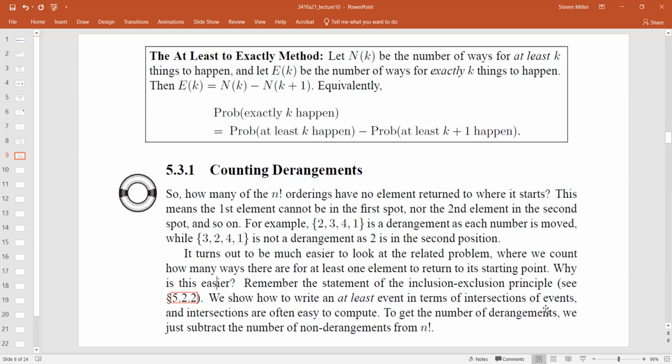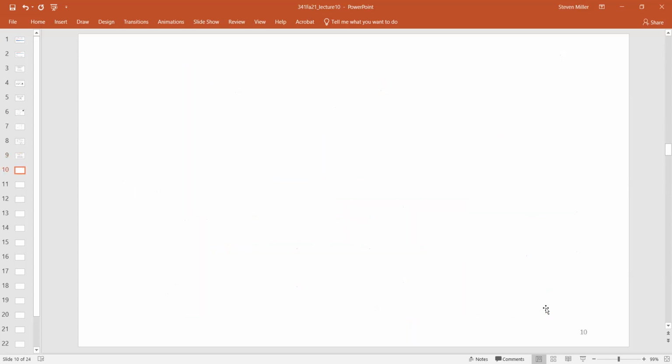All right, then the big part of the lecture was counting derangements. So when you have n objects and you reorder them, what is the probability that nothing returns to where it started? And so we go through that and use a lot of inclusion exclusion on that. I thought I would talk a little bit in detail about that because that's a nice example of inclusion exclusion. So derangements: order n objects, nothing returns to start.